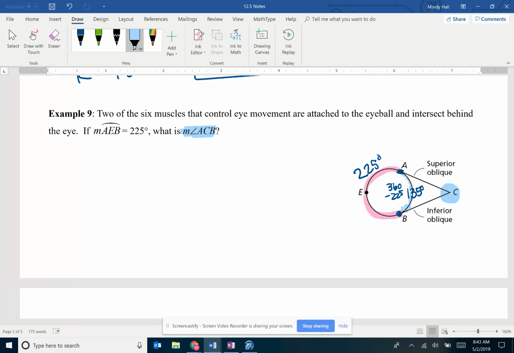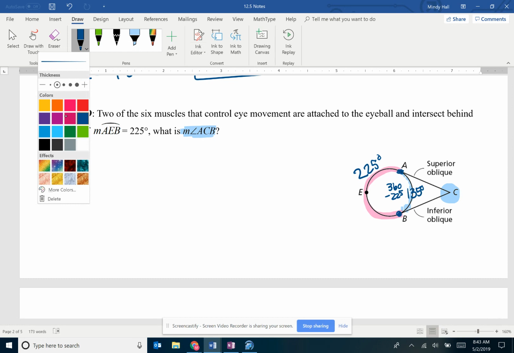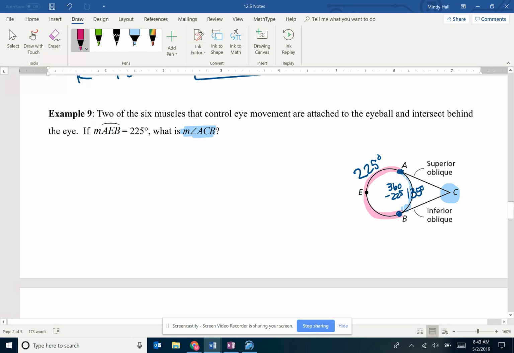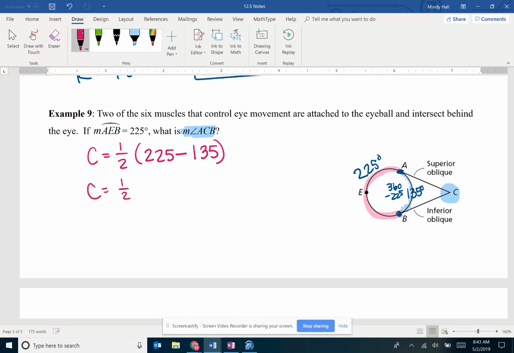So now that we know that, we can just plug it in. Again, I'm going to use the vertex of the angle. So C is 1/2 of 225 minus 135. By the way, if you were half tempted to do, the sum of these is 360, so half of 360 is 180, remember, that is only for angles inside of the circle. So this would be 1/2 of 90, which means that the angle is 45 degrees. So the measure of angle ACB is 45 degrees.